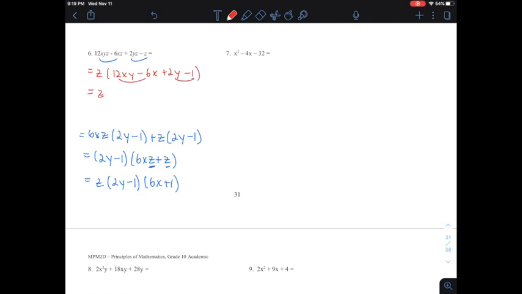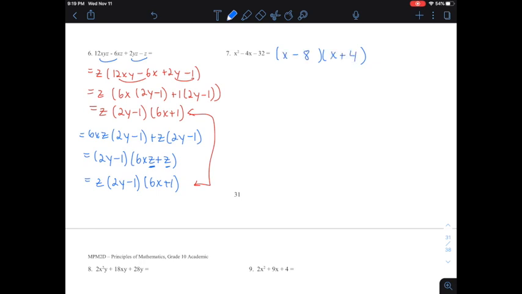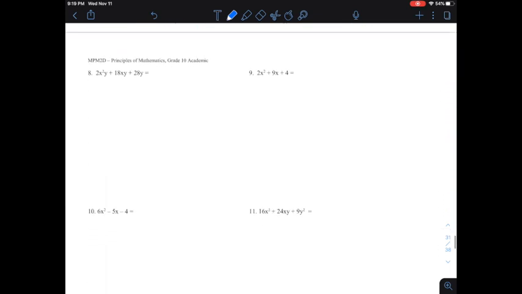And then I can group these 2 within that. All right, either way we get the same answer. Okay, so this next one, 2 numbers m and n such that multiply to negative 32 and add to negative 4. That's going to be x minus 8, x plus 4.